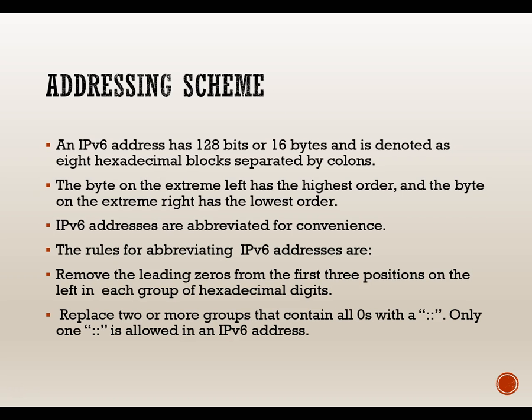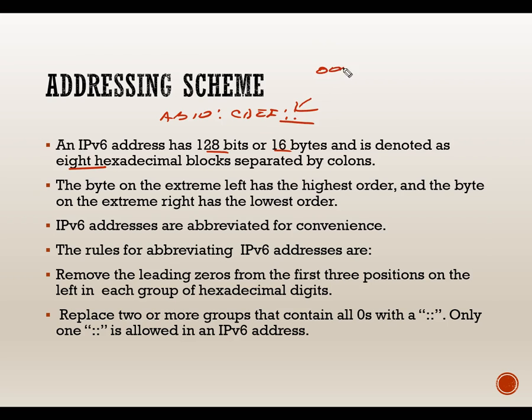The addressing scheme, and this is one that you probably want to be familiar with, has 128 bits, 16 bytes, denoted as 8 hexadecimal blocks separated by colons. So AB10:CDEF and on down the line. If I didn't have anything else after that, I could do ::, and we'll talk about these abbreviations in just a second, but a double colon can be used one time to represent a string of zeros.